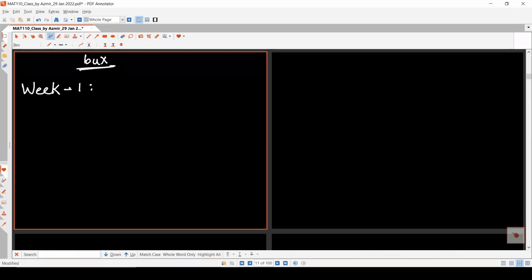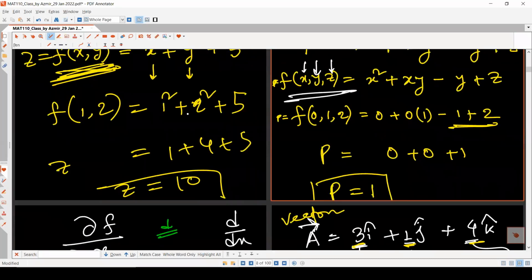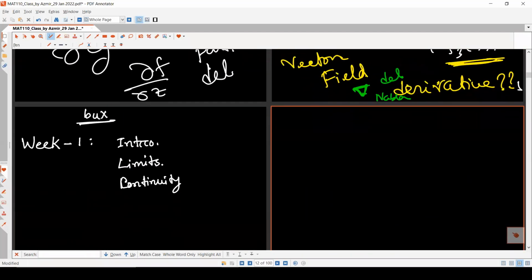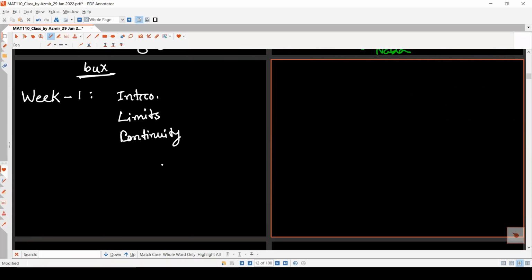what you will learn here is the introduction of differential calculus. You will learn about limits. You will learn about continuity. I have mentioned that there are 3 contents or fields under differential calculus: single variable calculus, multivariable calculus, and vector calculus. So y equals f of x is known as single variable function. F of x comma y equal to z, or f of x comma y comma z equal to p, is known as multivariable function. So week 1 to week 5, these 5 weeks are for single variable function.